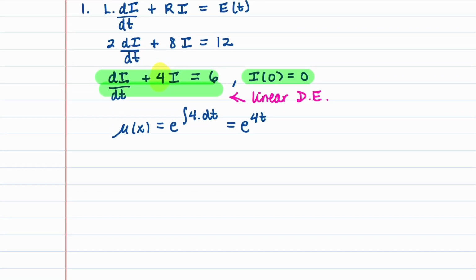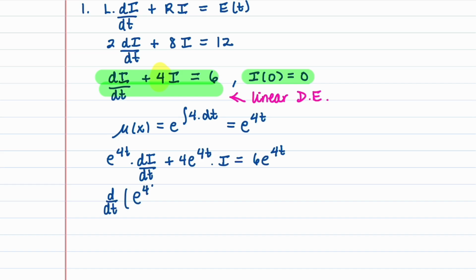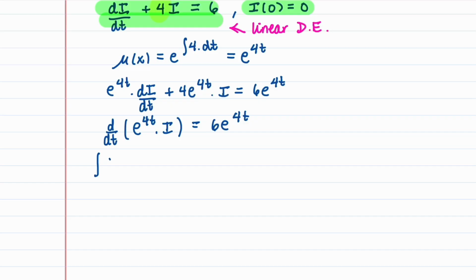We're going to take that integrating factor and multiply every term in our equation by that. So we have e to the 4t times di/dt plus 4e to the 4t times I is equal to 6e to the 4t. Our left-hand side we can write as d/dt of our integrating factor e to the 4t times I. It always works out that way. And then on the right we have 6e to the 4t. Now we can go ahead and integrate both sides.